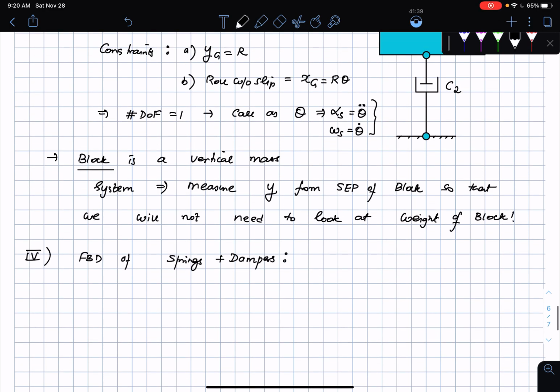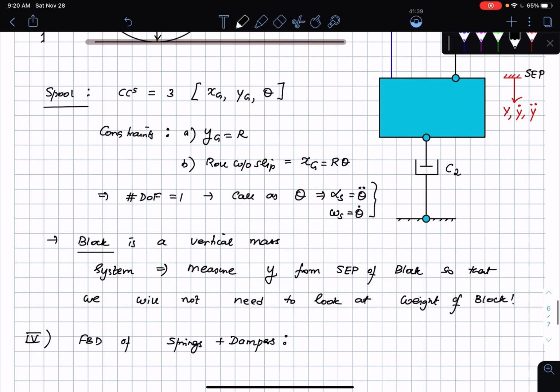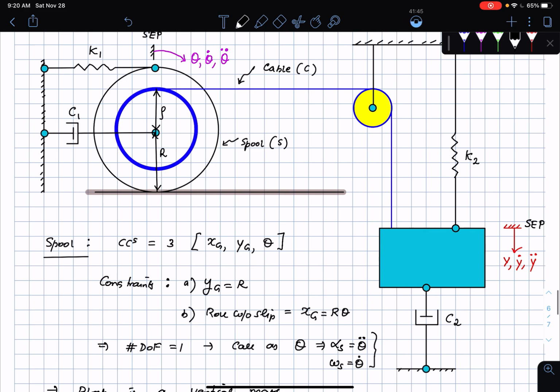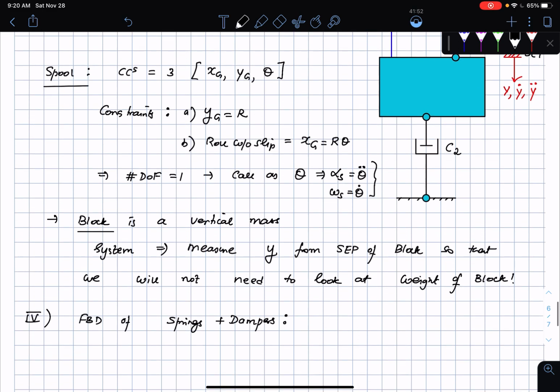Okay, so in essence, how many degrees of freedom do we have? One thing that I want to step back and see: the number of degrees of freedom is essentially going to be just 1. This is because the motion of the block is connected to the motion of the spool. So that's a statement that let me also make here.